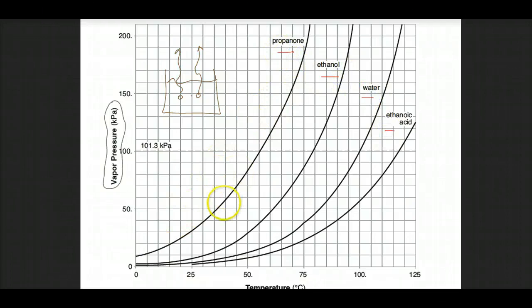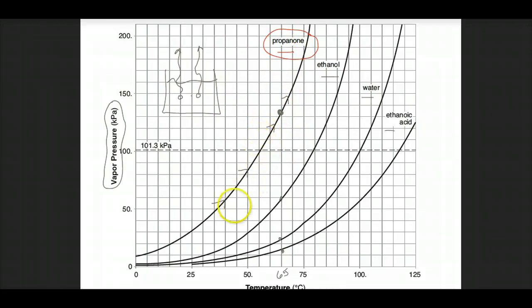You can see that propanone has a steeper curve or steeper slope. So at 65 degrees, this is going by fives, I believe, 50, 55, 60, so 65, they just gave you one temperature. Which liquid has the greatest vapor pressure? Well, it's going to be propanone. Why? Because it has the steepest curve. So clearly propanone evaporates the fastest.